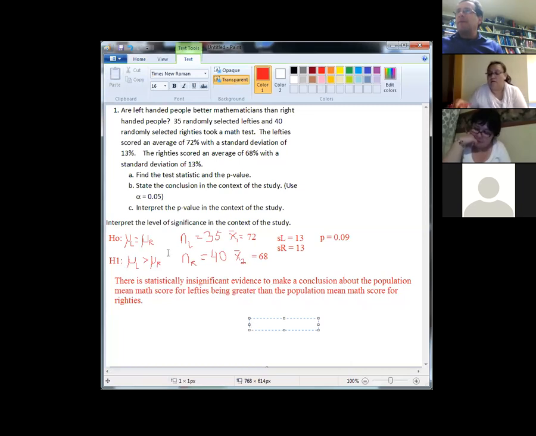Okay. And for level of significance, same idea as last week. It's the probability of a type 1 error. So if lefties and righties were the same, in order to have the same average test score for the population, and if we did another study of 30 lefties and 40 righties, then there would be a 5% chance that we'd end up concluding that lefties had a higher score than righties for their population means. So it's the same as what we did last week. Any questions on that?